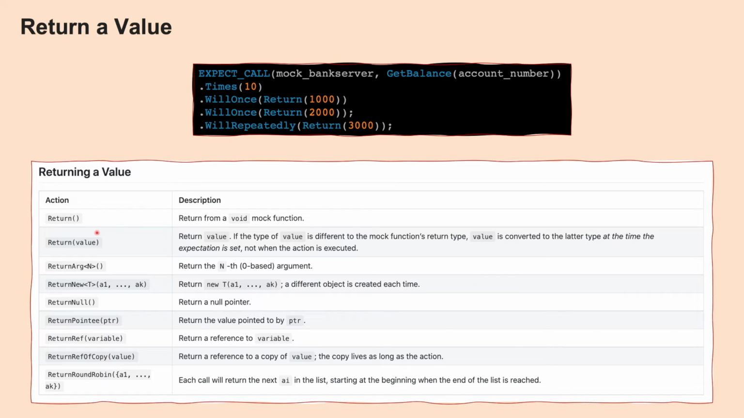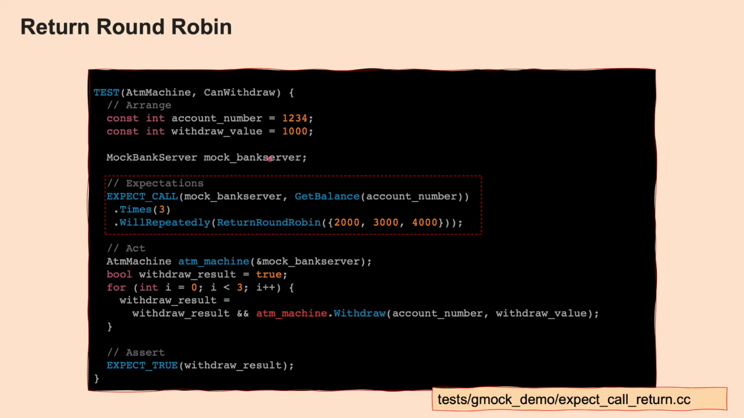There are various other forms of return, which I invite you to look at the documentation for the details. However, I will show you guys some examples. In this example, I am saying call withdraw 3 times. And in expect call, we say that expect getBalance to be called with account number as parameter, which matches this one. And the first time, return 2000, then 3000, then 4000. And if it was called again, go back to 2000 and keep returning these values in a round robin fashion. And you can do this with return round robin.